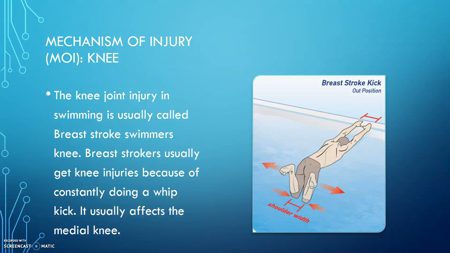Breaststroker's knee, you usually get knee injuries because of constantly doing the whip kick, as I showed you in the previous video. You can see in the picture how you do the whip kick. Usually when I tell my swimmers, you bring your legs up, turn your toes out, and you bring them around and together. That's how you do a whip kick.